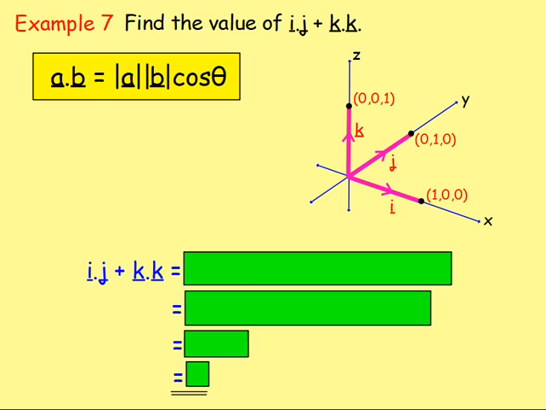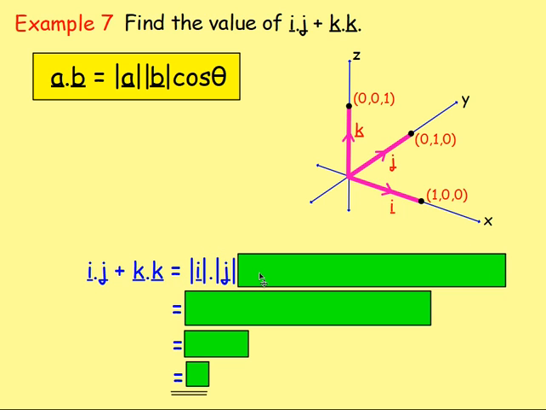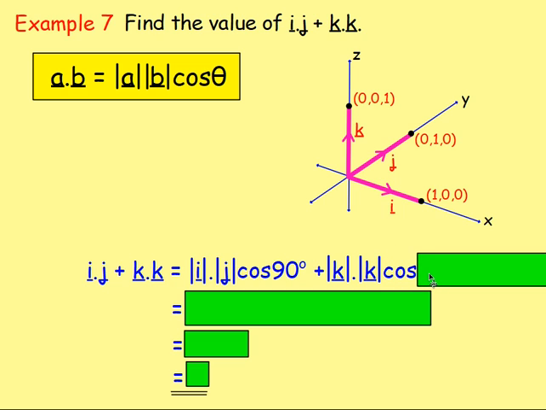So to work this out, you want i.j plus k.k. Well, what you're wanting to do here is the magnitude of i times the magnitude of j times cos of the angle between them. And the angle between i and j, one is your x-axis, one is your y-axis. The angle between them is 90 degrees. So you'd have cos 90. Do the same thing with k.k. That's just going to become the magnitude of k times the magnitude of k times cos. If you've got two vectors the same length and the same direction, the angle between them is just going to be 0. The vectors will just be on top of one another.